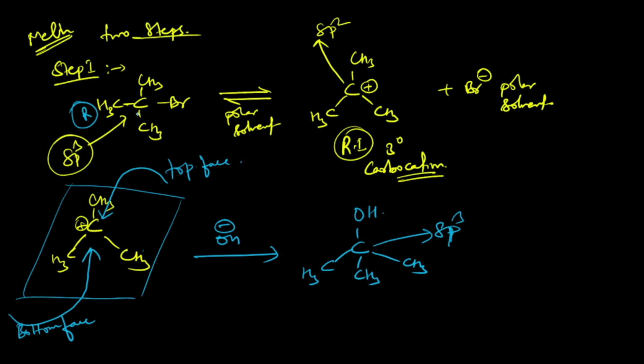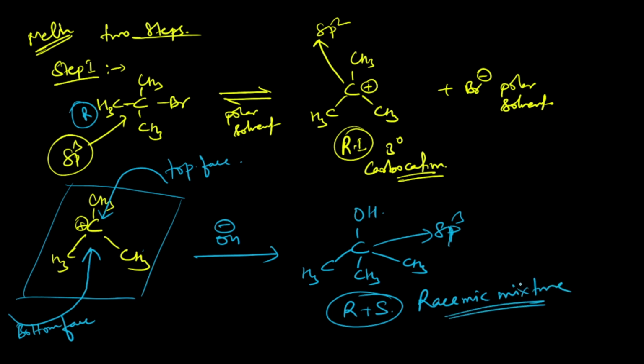Now, for the time being, suppose you started with R. What could be the product? Whether it could be S or it will be R. Here it will be R plus S both. Why? We will get a racemic mixture. In SN2 you are getting inversion of the product. If you are starting with R, you will get S. If you are starting with S, you will get R. But in this case, you are getting a product which is a racemic mixture.